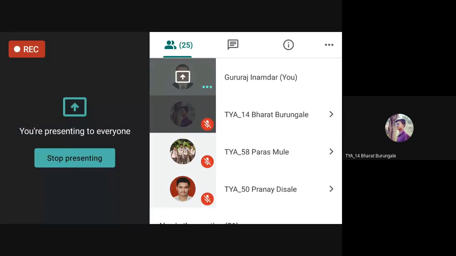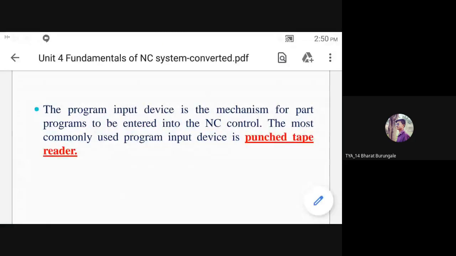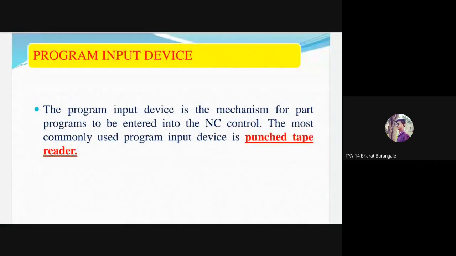Whatever the input devices are for the part program, the program input device is the mechanism for the part program to be entered into the NC control. The most commonly used program input device is the punched tape reader, because we are studying the NC program. Our chapter is fundamentals of numerical control, so we have to study this type of punched tape readers.